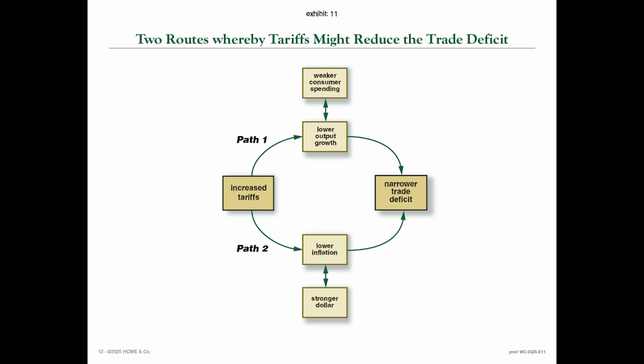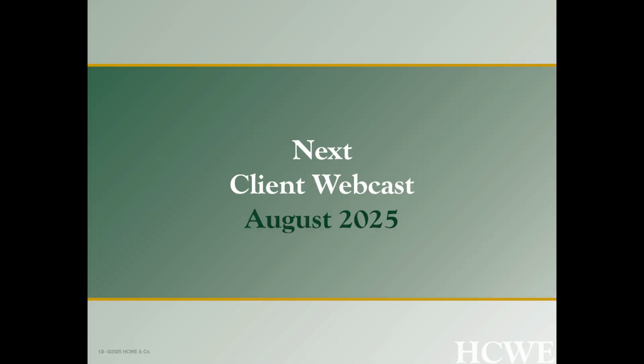So you see here, putting it all together, there's path one, which was straightforward: increased tariffs leading to lower growth and a narrower trade deficit. Path two is more ambiguous, but if we look at the time frame we're in, rather than the time frame that existed back in the 1930s, 40s, and 50s, then increased tariffs lead to lower inflation and a stronger dollar, and that leads also to a narrower trade deficit. And that is the conclusion so far. It's certainly not a finished story.